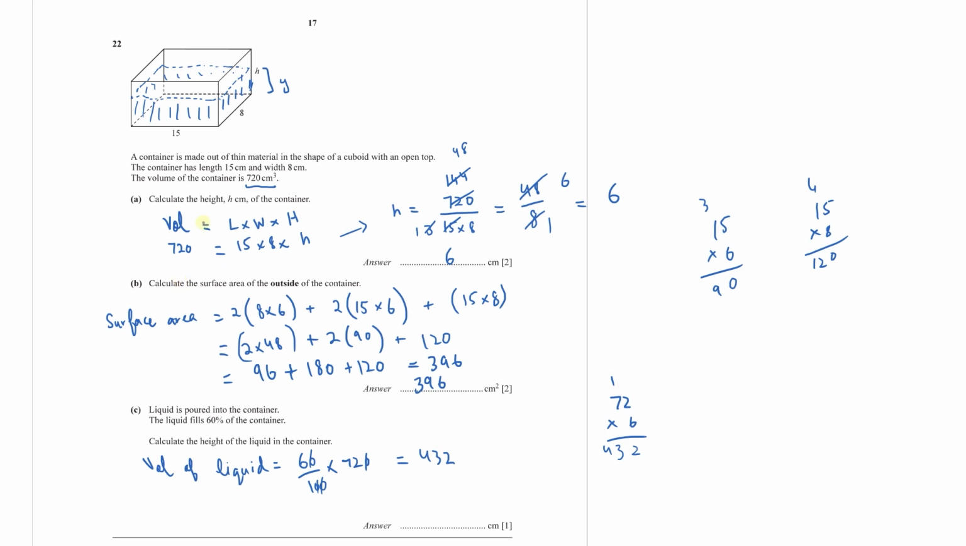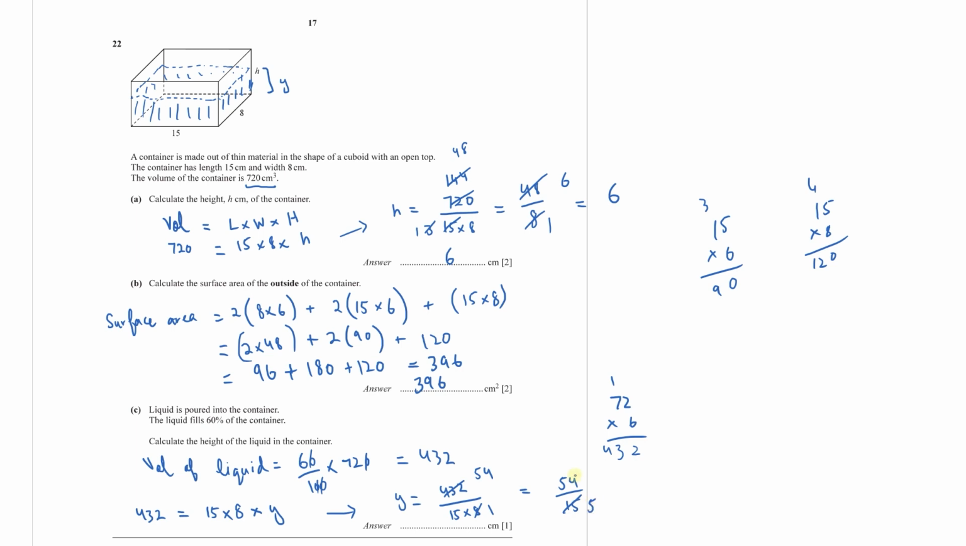And we know that the volume is given by length into width into height. Our height is y in this case. So I can write 432 equals 15 times 8 times y. And then this gives me y equals 432 over 15 times 8. So I can actually cancel out 8. 8 times 5 is 40, plus 3, 43, 32, 8 times 4 is 32. So I get 54 by 15, and this is divisible by 3.